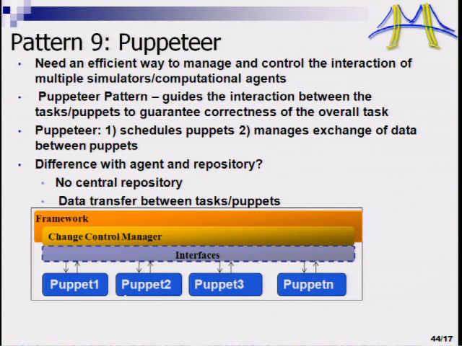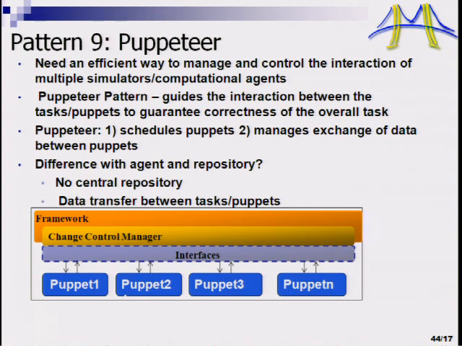So, the difference between agent and repository: there's no single central repository here. Oftentimes you're in a toss-up: do I use agent repository or do I use puppeteer? The question is, are all the agents acting on a single central repository, or at least a logically central repository, or do they have their own data? Puppet 1 probably has the way that Puppet 1 likes to do things and its own data representation, and Puppet 2 has a different one. Okay? So we'll go into a little more detail when we get some real examples.